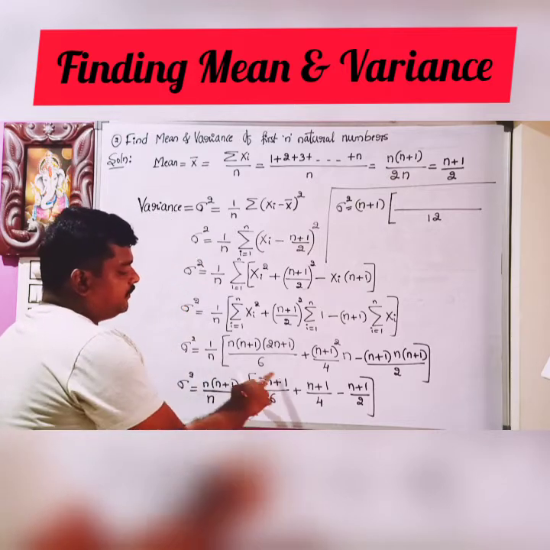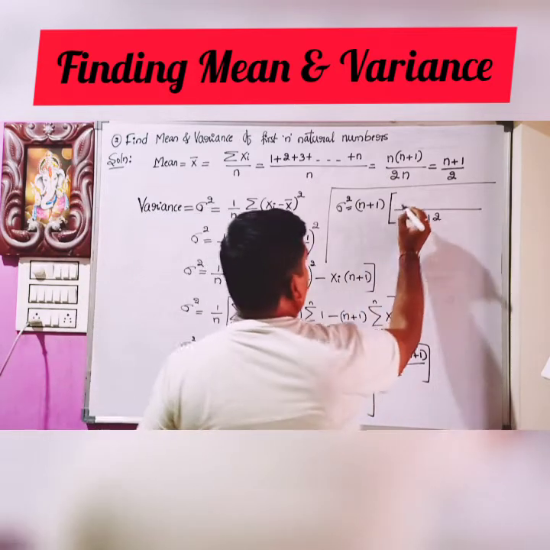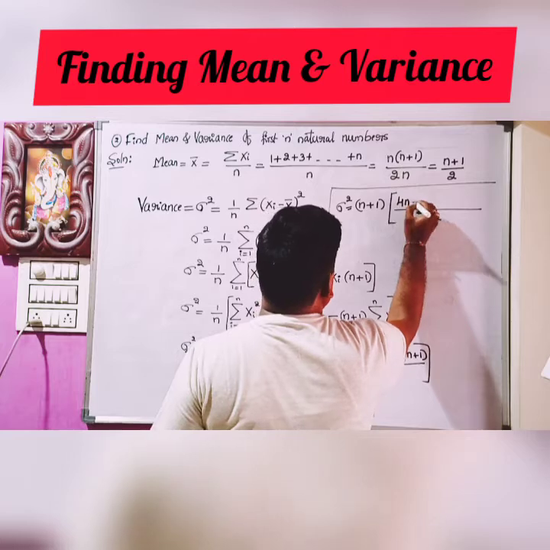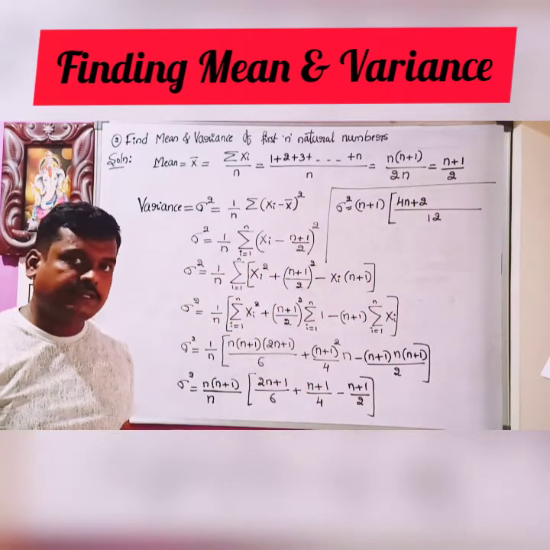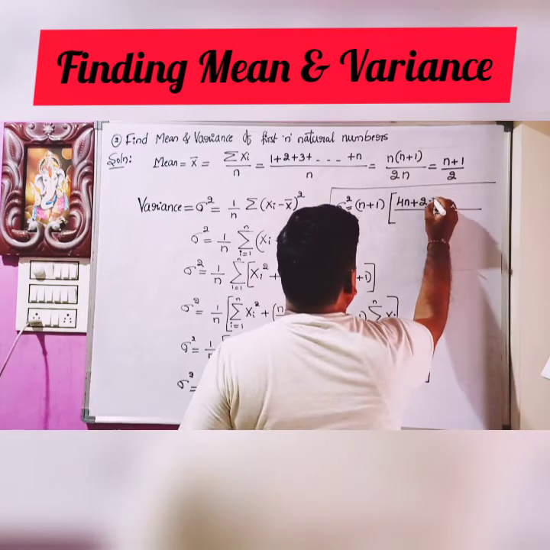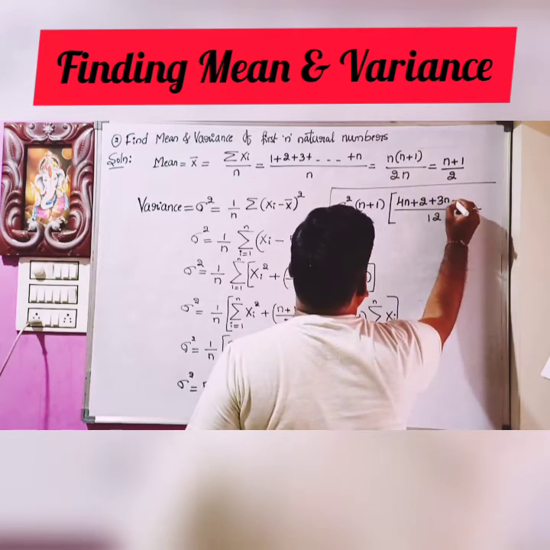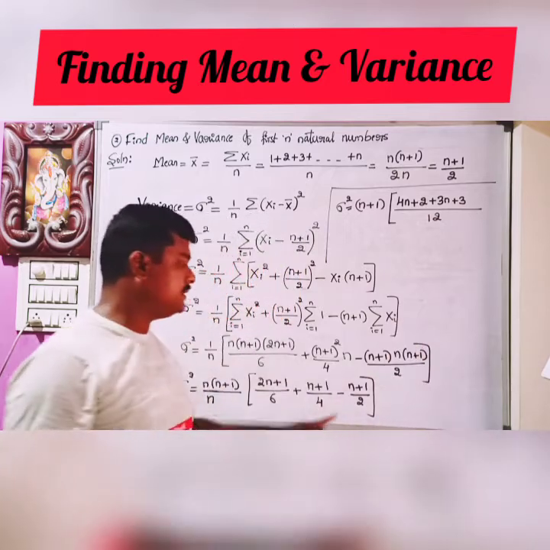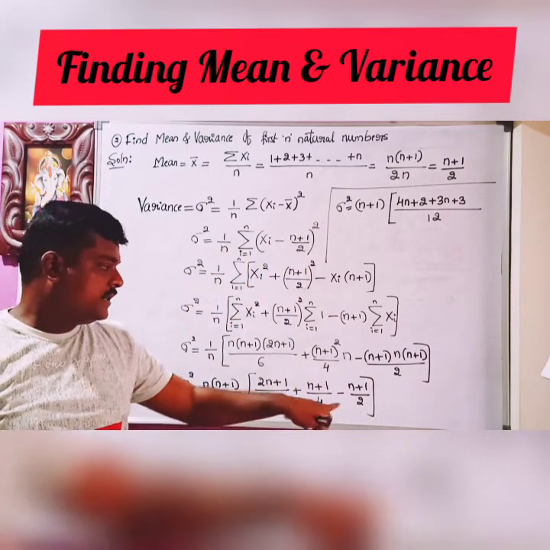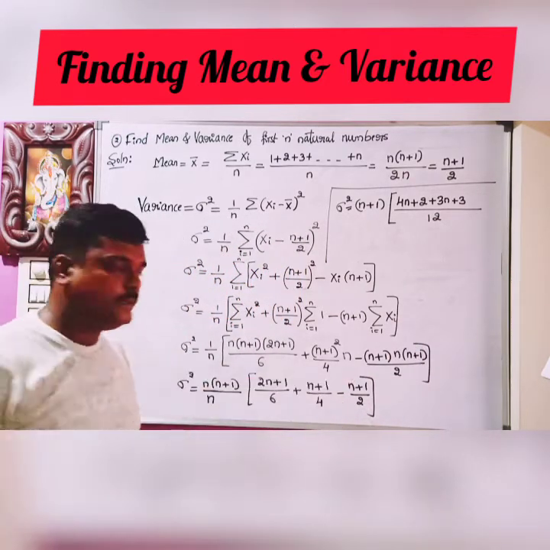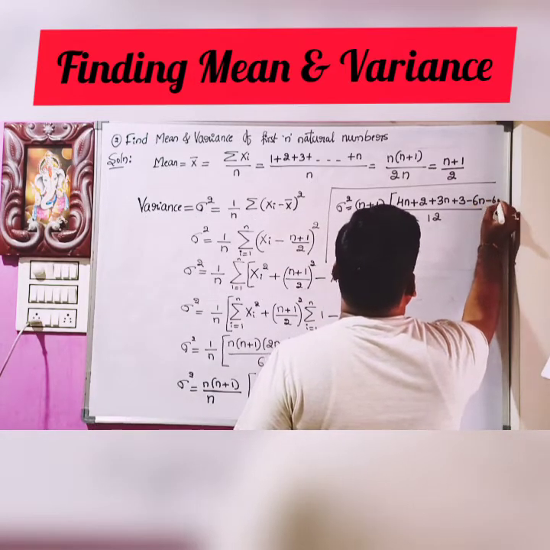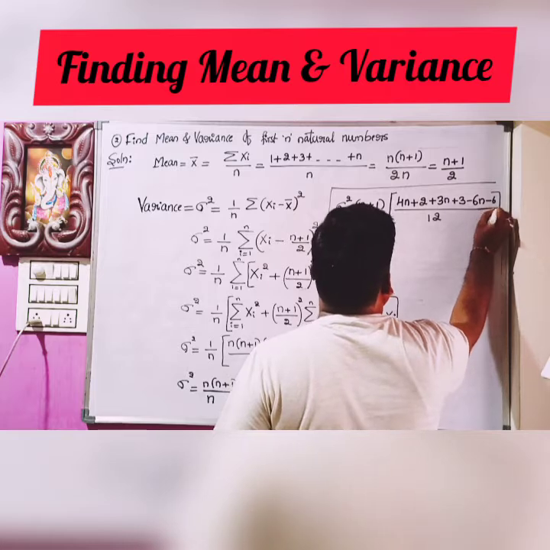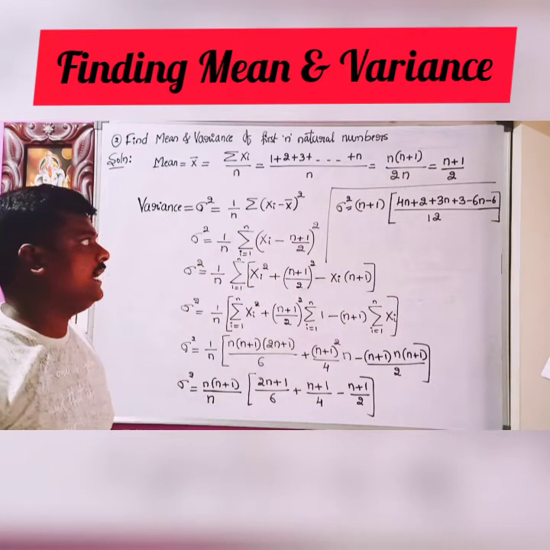So it is multiplied by 2, which means it is 4n plus 2. Next, this one is multiplied by 3, it is 3n plus 3. Next, this one is multiplied by 6, but the minus is also multiplied, so minus 6n minus 6.